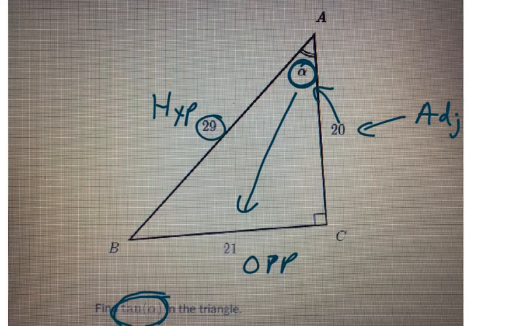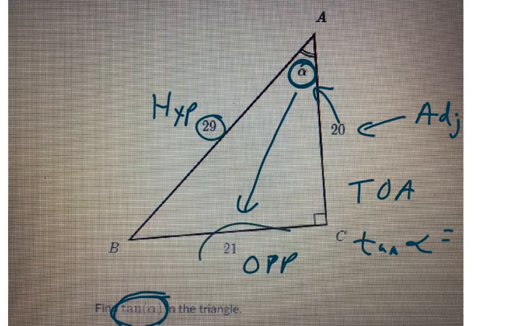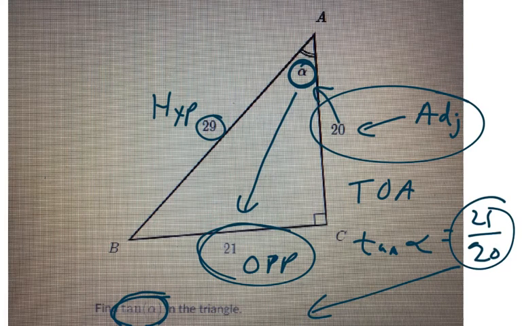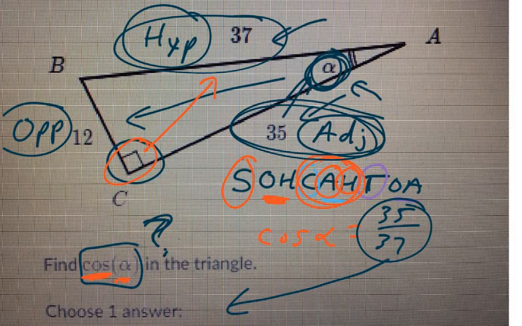They want tangent. Now, remember, tangent is tripping over apples. In other words, the tangent of our alpha here, okay, is going to be the opposite, 21, over the adjacent, 20. So this is what you're going to pick down there. So tangent's always opposite over adjacent. Cosine is always adjacent over hypotenuse.